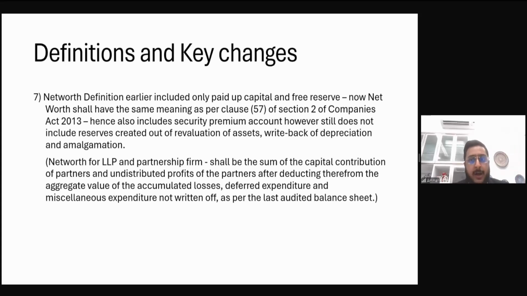However, we all know it still does not include reserves which are created out of revaluation of assets, or any write back of depreciation, or amalgamation. So that is also not included in the Companies Act. It is not included under the net worth definition, and it won't be included for FEMA also.